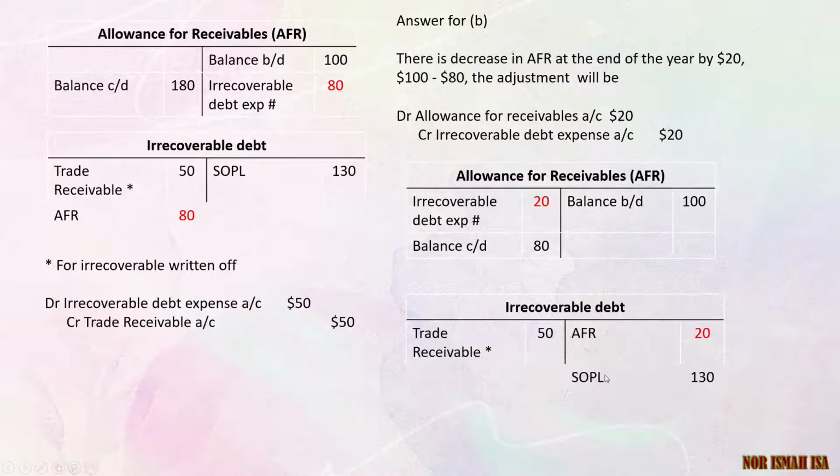So at the end of the accounting year, what goes to the statement of profit or loss is not 180. This is incorrect. This is 50, 30. This should be 130, not 30. For the first one, the amount that should go to the statement of profit or loss is 130. For this one it is 30, which is 50 minus 20.